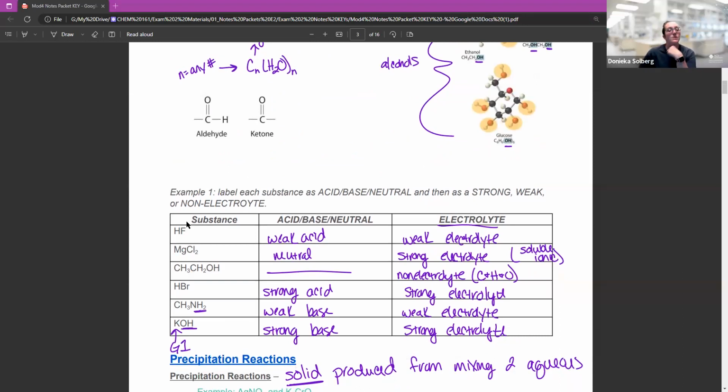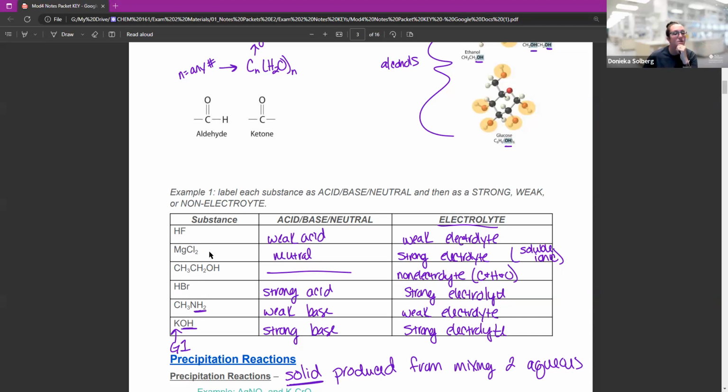Okay, these are our answers. So HF, I noticed right away this starts with an H. So this is an acid. Okay, so I would write acid here, or you can write weak acid. HF is not one of the 6 strong ones you need to know, so it's got to be a weak acid, which means it is a weak electrolyte.